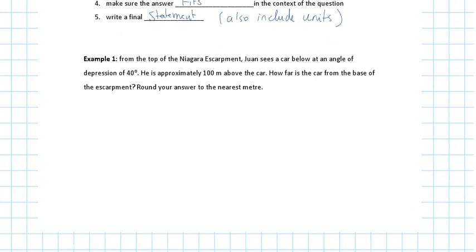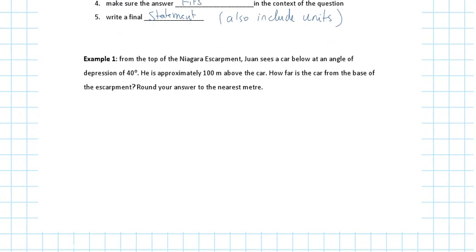So what do we have here? It's like a building, or it's similar to the CN Tower. It's a skyscraper. So what are we looking for here? What kind of triangle do you think that is?